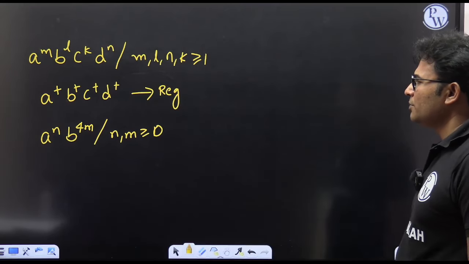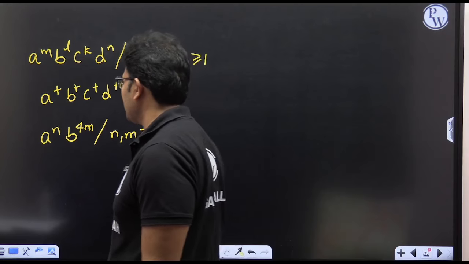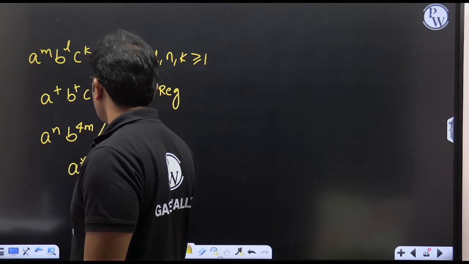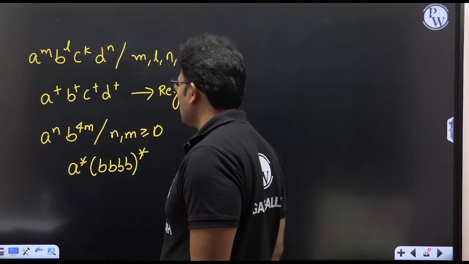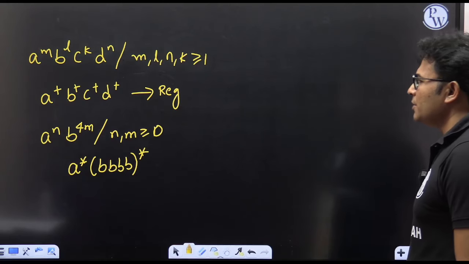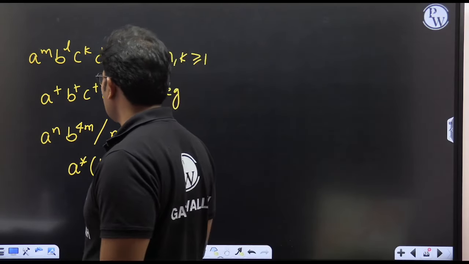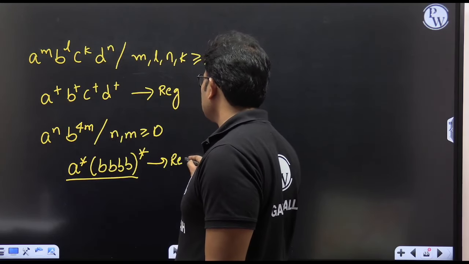A power n, B power 4m such that n comma m greater than or equal to 0. How are you going to write this? You can write it as A star followed by B B B B star. And this language is clearly regular.